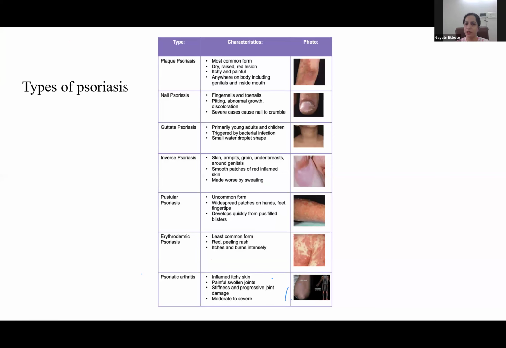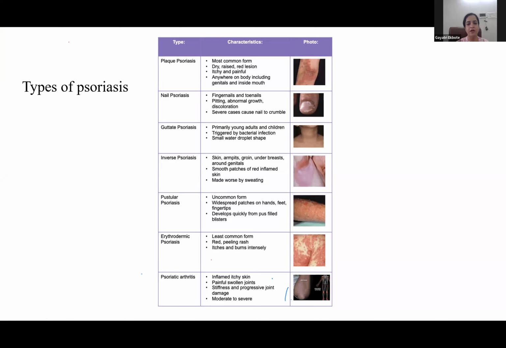So you have multiple types of psoriasis, plaque psoriasis, which I just showed. Then you have nail changes with psoriasis, matted psoriasis. You all know this because of your MCQs. These are small water droplet shaped psoriatic rashes, usually triggered by bacterial infection. Which bacteria is homework for you all. Please read. We'll ask this question in the next class.